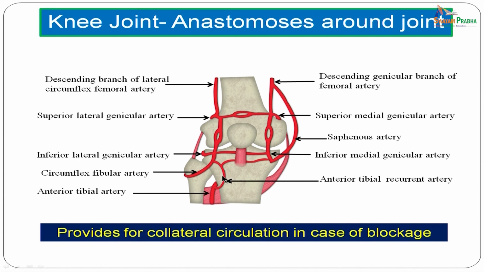The popliteal artery divides into the anterior tibial and the posterior tibial arteries. The anterior tibial artery comes onto the anterior aspect through the gap in the interosseous membrane. The anterior tibial artery gives the anterior tibial recurrent artery, which goes upwards and anastomoses with the circumflex fibular artery, and it also anastomoses with the inferior medial genicular artery.